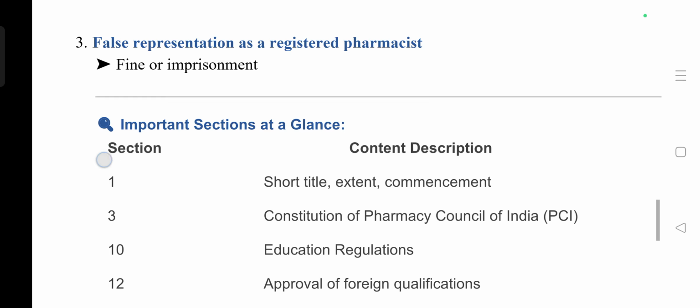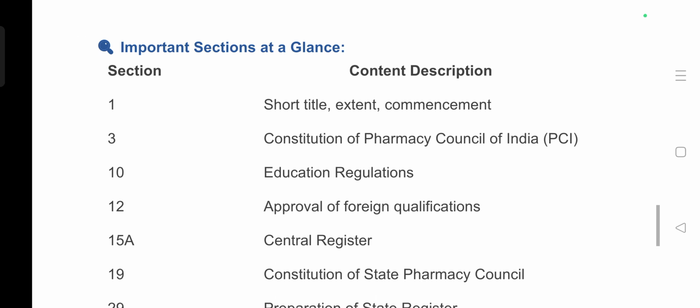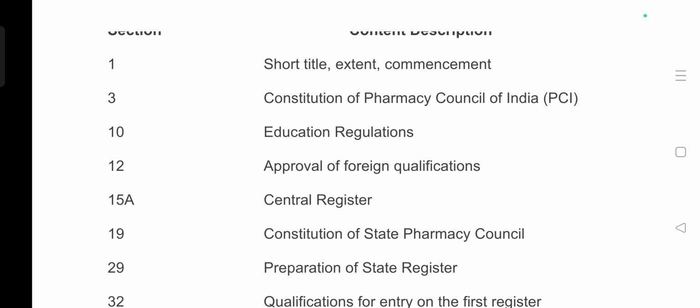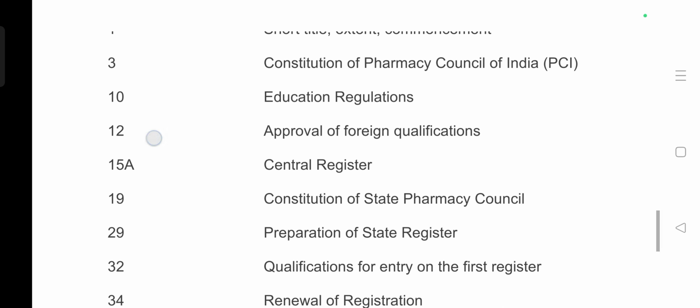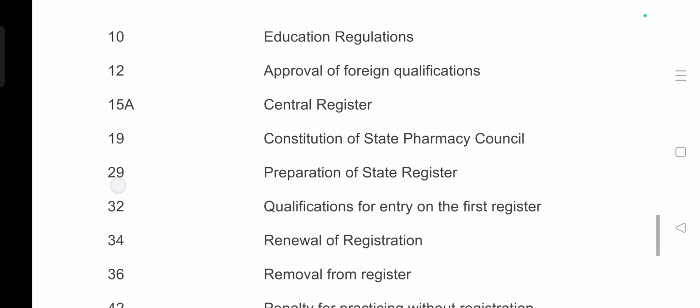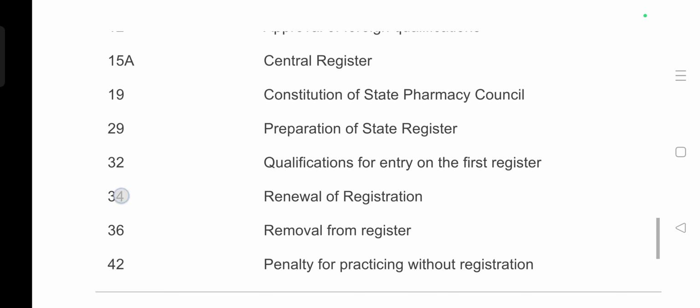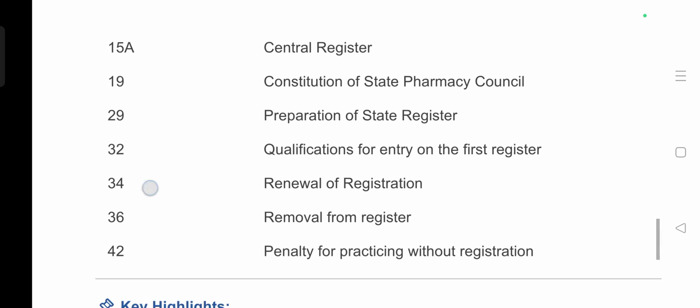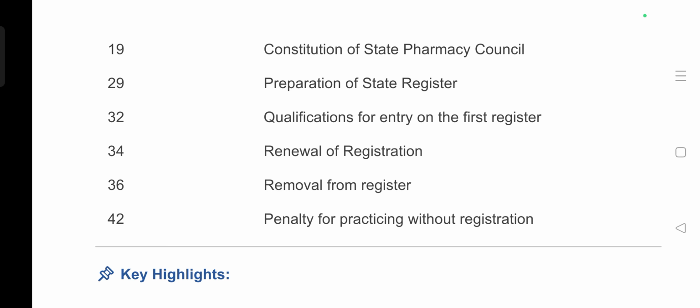From this content, we extract the most important part, the sections. Section 1 is short title, extent, commencement. Section 3 is for the PCI. Section 10 is for education regulation. Section 12 is for approval of foreign qualification, 15A for the central register, 19 for the constitution of the State Pharmacy Council, 29 for preparation of the state register, 32 for qualification for entry to the register, 34 for renewal of registration, 36 for removal from the register, and 42 for penalty for practice without registration.